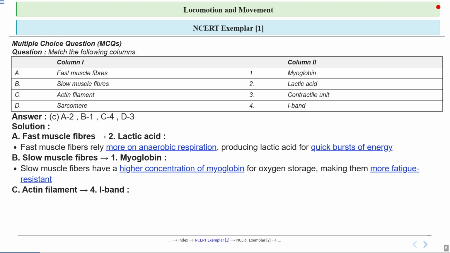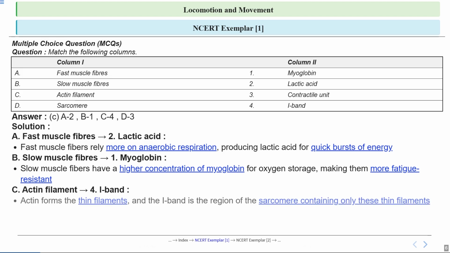Now, talking about C, which is actin filament, is matched with I band. Why? Because in the I band, actin filaments are exposed and interact with myosin heads during contraction. Now, in the sarcomere, we know that actin forms the thin filaments which are located in the I band, a region that contains only these thin filaments and no thick filaments made up of myosin.